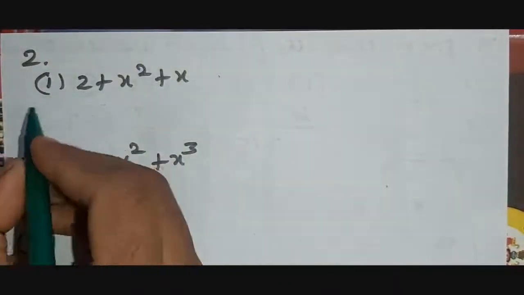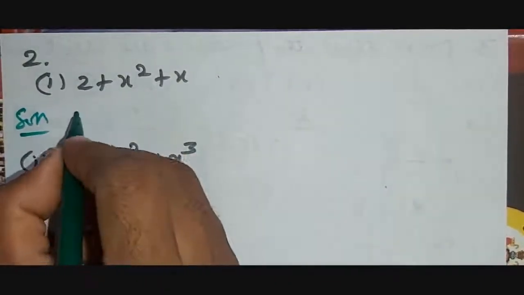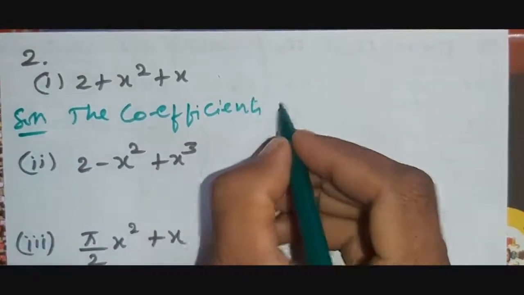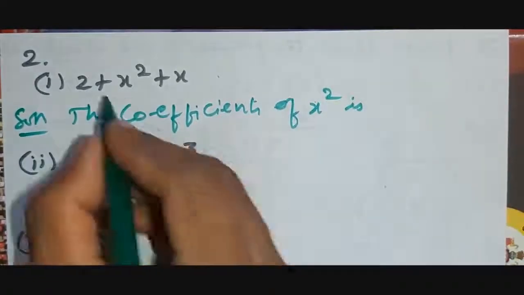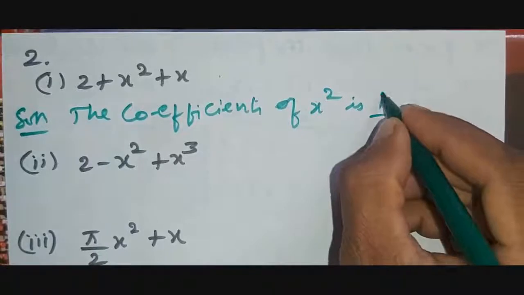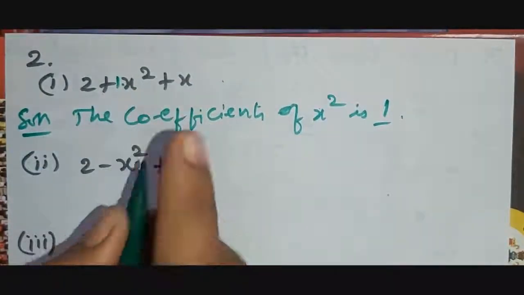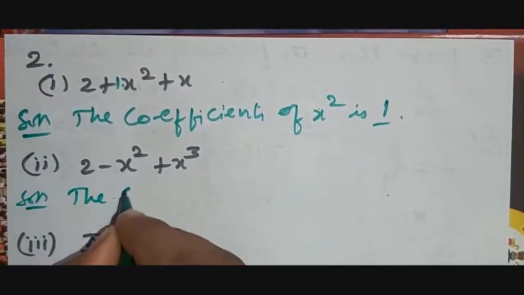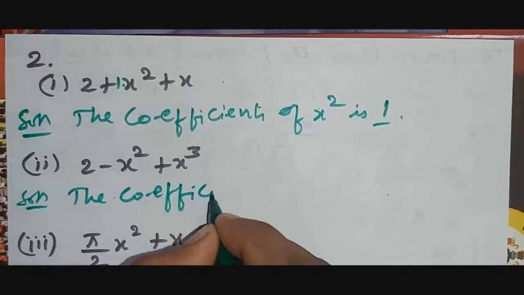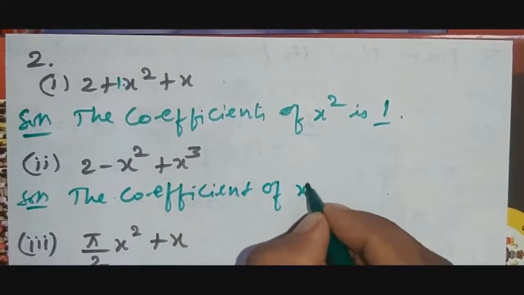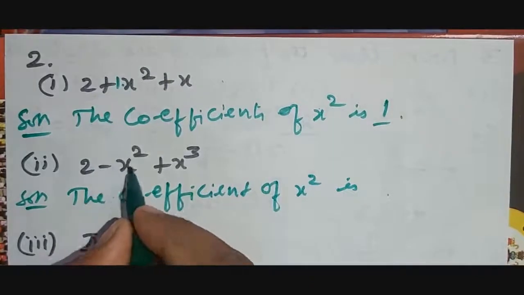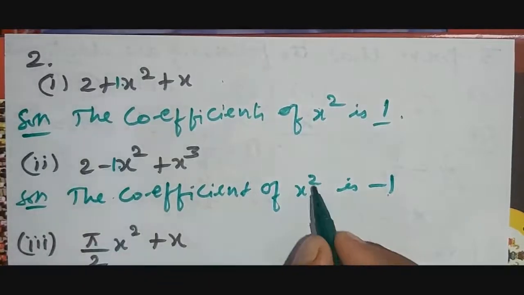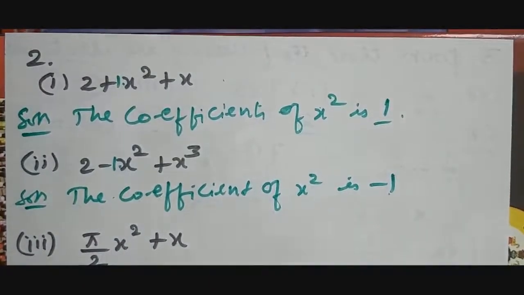Here I will write the solution. The coefficient of x square is 1. See here, 1 into x square. Second question, the coefficient of x square is minus 1. See, minus 1 into x square. Minus 1.